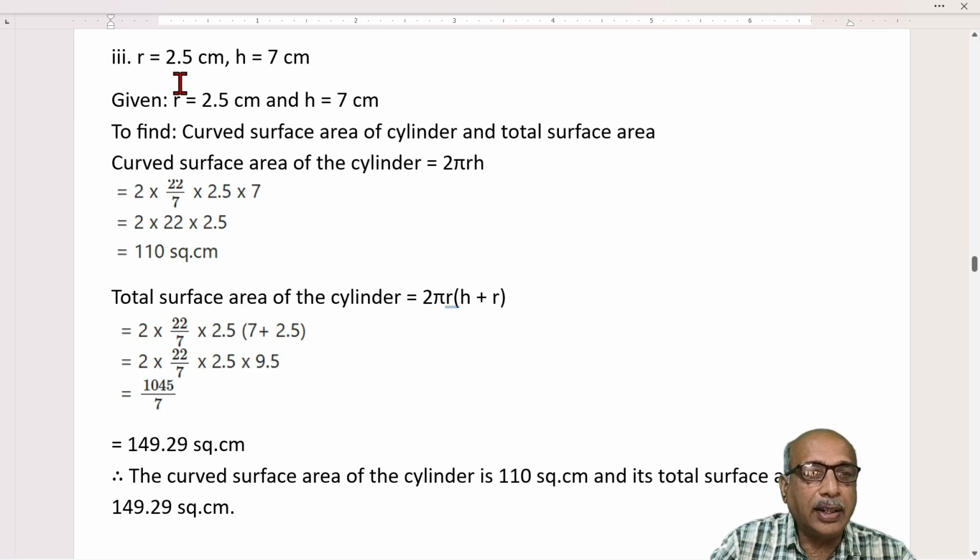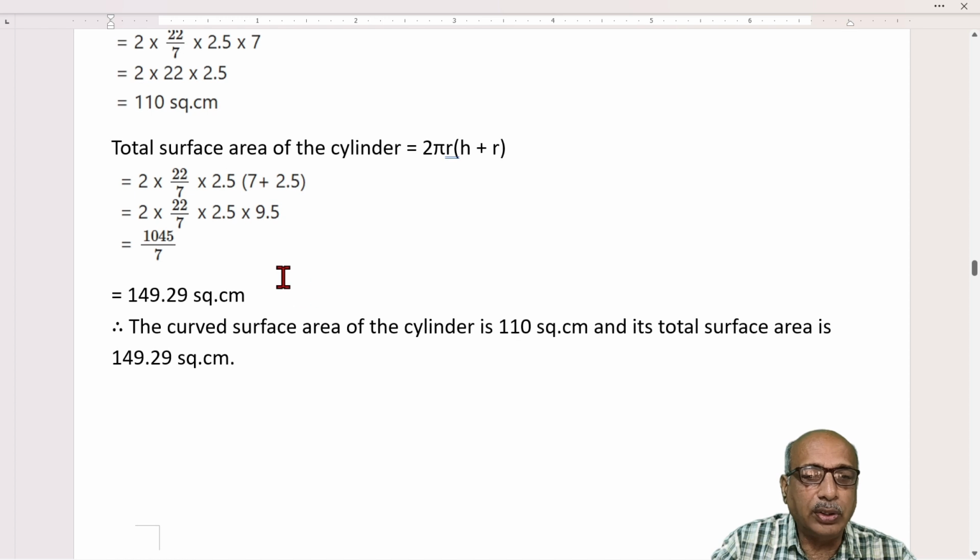Third problem, r equals 2.5 centimeter, h equals 7 centimeter. Again, we have to find the curved surface area of the cylinder and total surface area. The formula for the curved surface area of the cylinder is 2 pi r h. Substitute the values and simplify, you will get curved surface area equals 110 square centimeter. Total surface area of the cylinder, the formula is 2 pi r in bracket h plus r. Substitute the values and you will get the answer 149.29 square centimeter.